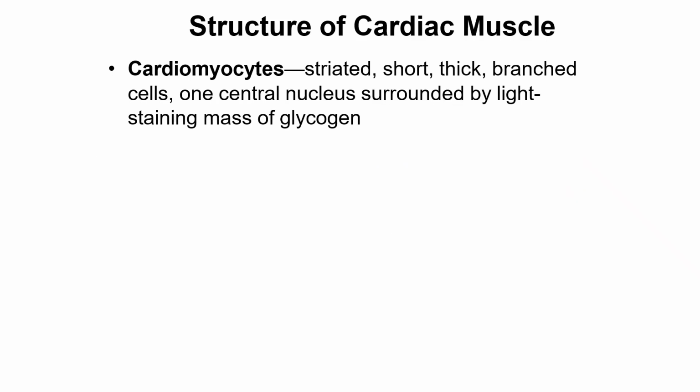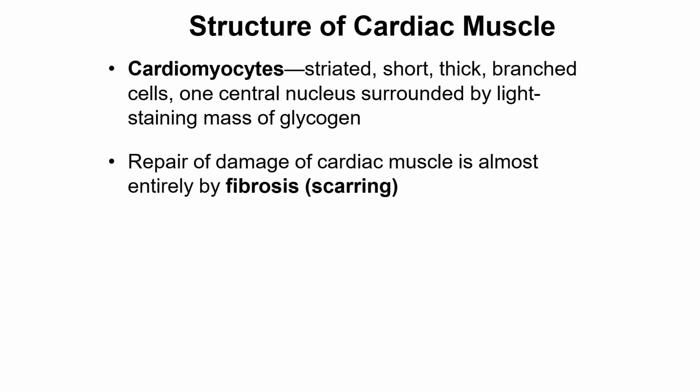Cardiac muscle features cardiomyocytes, which are striated, short, thick, branched cells. Each will feature one nucleus surrounded by a light-staining mass of glycogen. Now, when cardiac muscle is damaged, such as after a heart attack, it doesn't regenerate like other tissues. Instead, the damage is mostly repaired by fibrosis, where scar tissue forms in the place of the damaged muscle. This scar tissue doesn't contract like normal heart muscle, which can affect the heart's ability to pump blood efficiently.